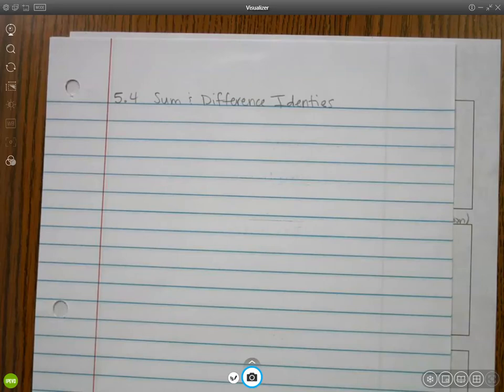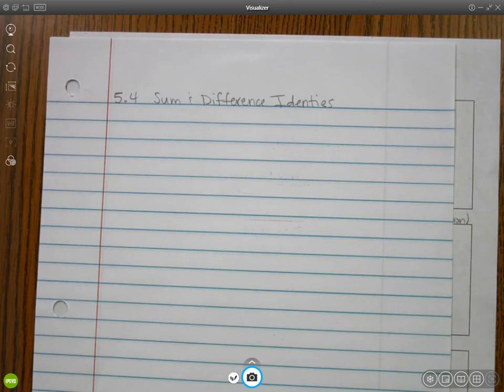Okay, so we are skipping section 5.3 for now because it's on solving, but before you can solve, you really need to know all of the identities so that you can solve all types of equations that involve all kinds of identities. So I'm skipping 5.3, I'm going to do that last. So we'll do 5.4 today, 5.5 tomorrow. Wednesday will be like a review of those two things. And then Thursday and Friday, we will work on section 5.3, which will be solving trig equations.